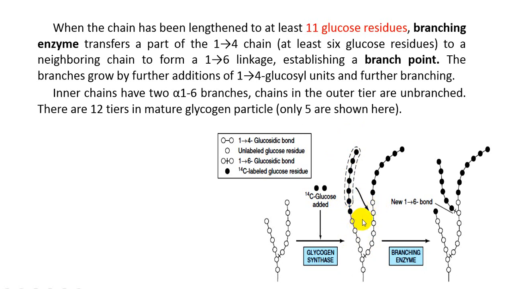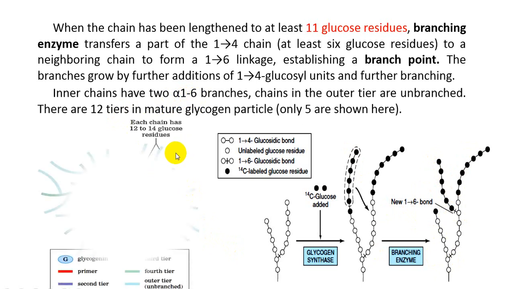Therefore, here glycogen synthase added the glucose units. Now we've got a new chain, and the branching enzyme makes a new 1,6. Have a look. This small chain consisting of at least 6 residues will form a branch, forming 1,6 with the neighbor chain. Inner chains have 2 alpha 1,6 branches. Have a look at this figure.